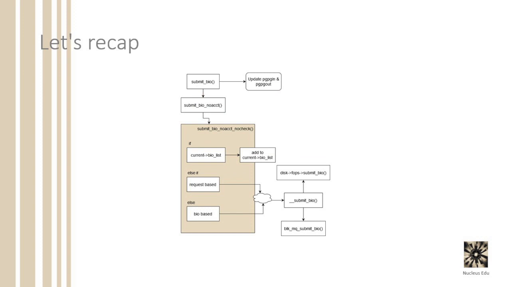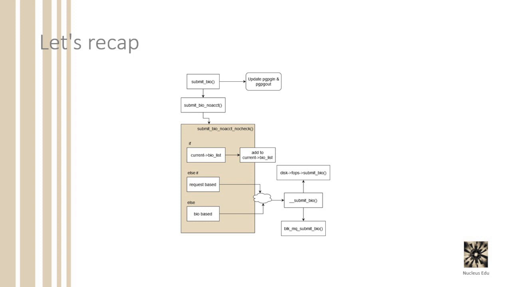So I want to take a moment and recap what happens in this layer to the IO. The IO enters the bio layer with the submit_bio function, and it does a little bit of accounting for updating the pages paged in and pages paged out. Then it calls into submit_bio_noacct. The bigger function here is submit_bio_noacct_nocheck, which first checks if there's a bio list, and then adds it to the bio list and completely returns from there. This is the place where the recursion is avoided if this call is for the second block device in the stacked block devices.